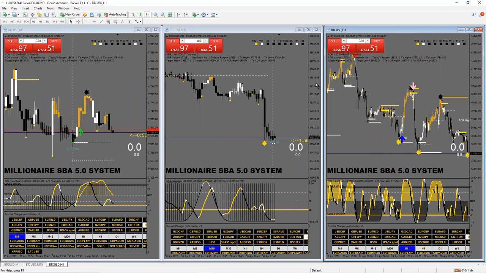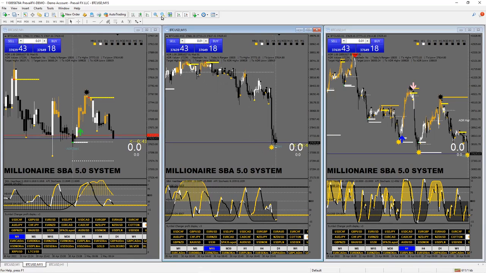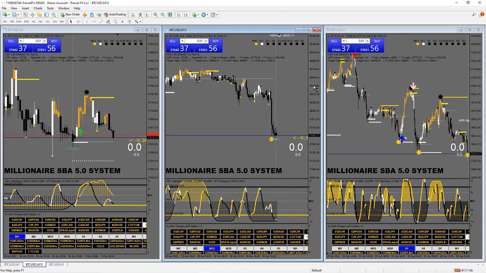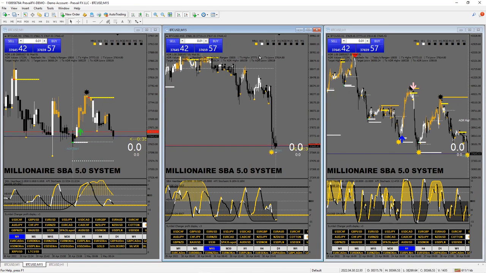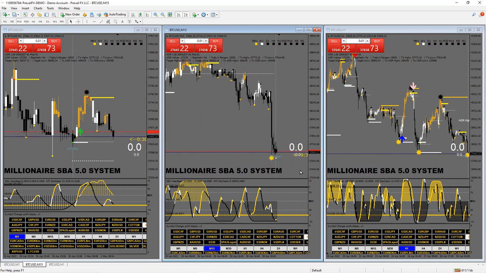Okay, we go to our 15 minute, and we're going to see where the trend is at this point. And it's still a downtrend. And then we're going to go to the 1 minute and we're going to look at our entry. So we want to make sure that we're getting the same signal all the way through.